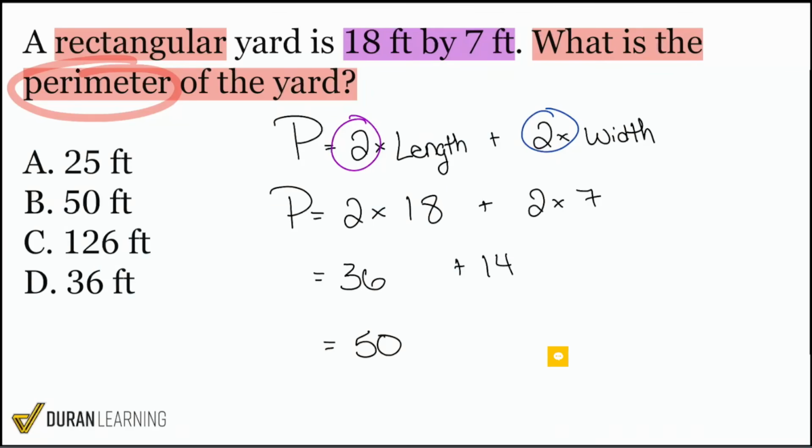And there we are. There is our answer. The perimeter is 50 feet, and we are all good.